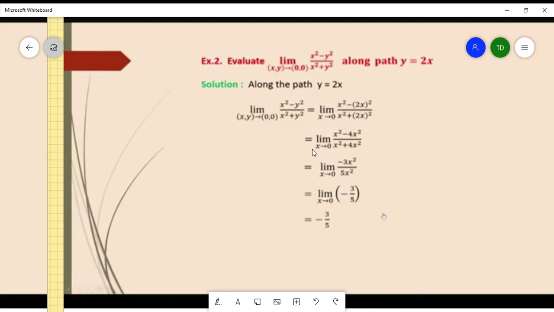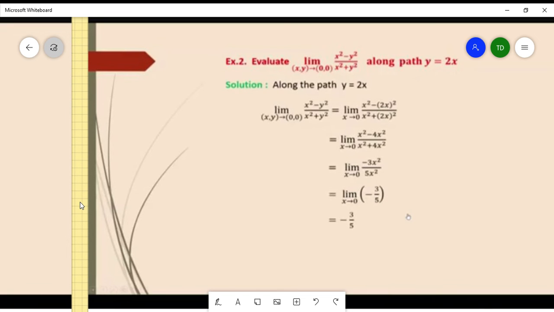If we simplify, after simplification we get minus 3x square upon 5x square, x square gets cancelled, and we are left with minus 3 by 5. There is no x now to apply the limit, so the value is minus 3 by 5. Whenever such a path is given, we directly apply that path and see what happens to the limiting value of the function along the given path.